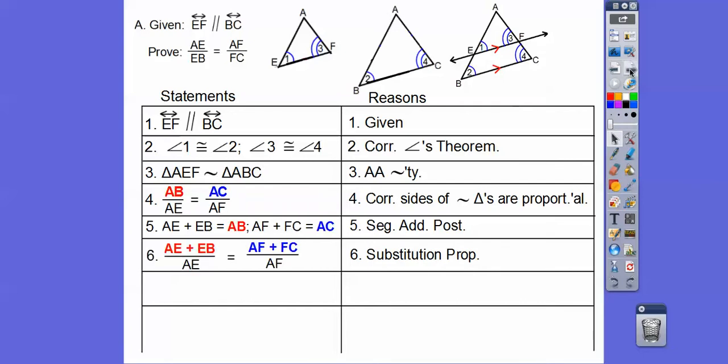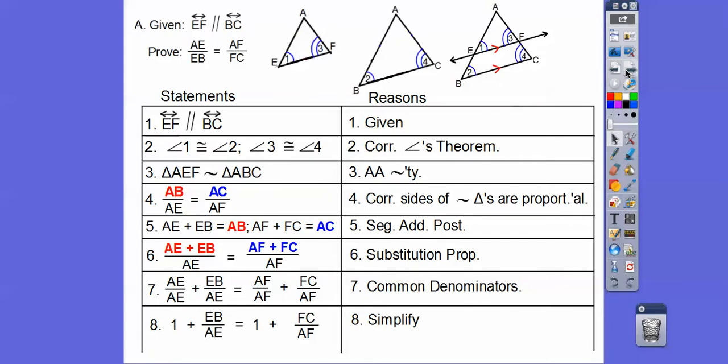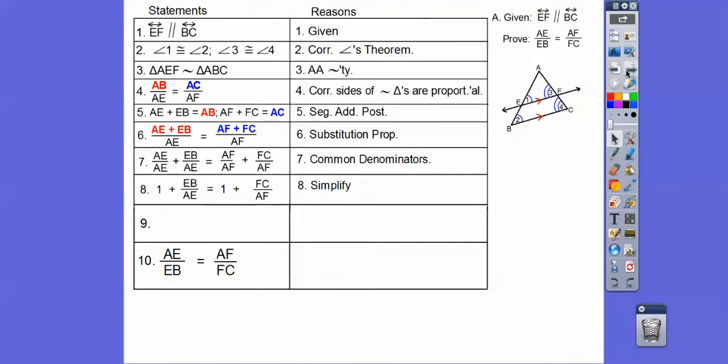Now we're going to go ahead and get the common denominator. Since they both have a common denominator, we can separate this over this plus this over this equals this over this plus this over this. Now this is just 1 and this is just 1, so we can go ahead and replace those with just 1s. We're just simplifying right there. Let me squeeze that up, make it a little bit smaller.